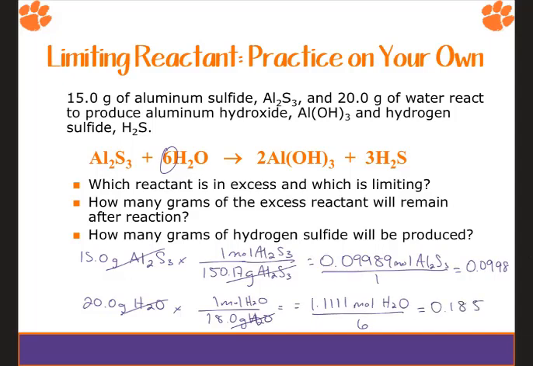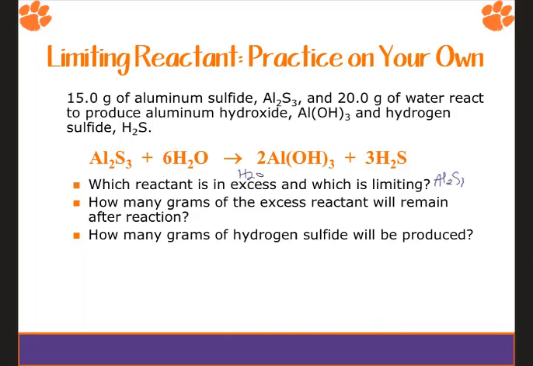0.185. So again, still here, the smaller one at first is still our limiting reactant, but that's not always going to be the case. So just double check that. So here our limiting reactant is going to be aluminum sulfide, and that means water is our excess reactant. All right, so that is number 1. Got that done. So Al2S3 is limiting, H2O is excess.